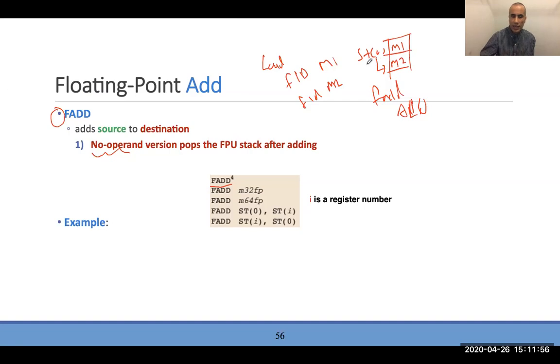Okay, we're going to look at a couple of examples. This is exactly something you can do. You can also add a 32-bit or a 64-bit, with either no operand, one operand, or two operands. And if we use two operands, the first is always going to be the destination. Keep that in mind.